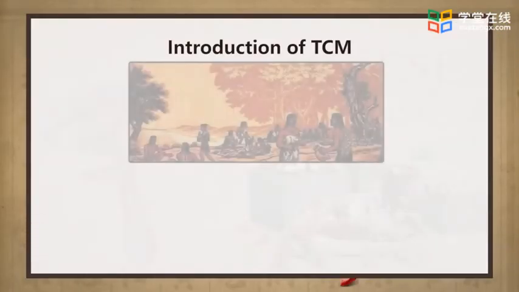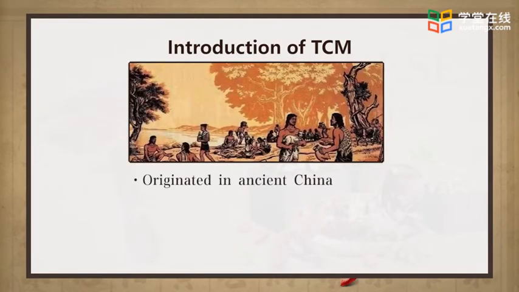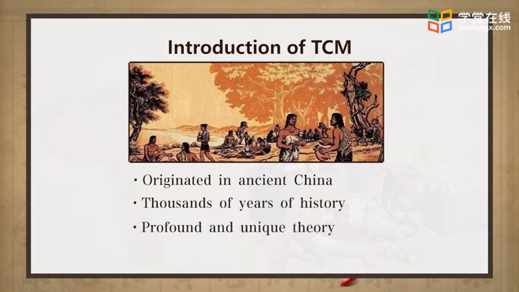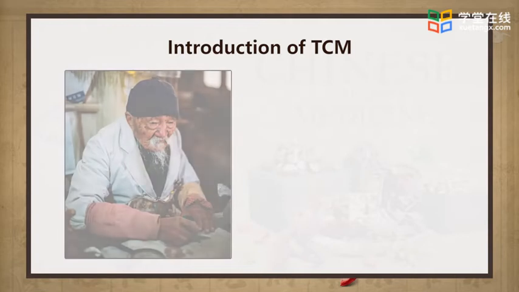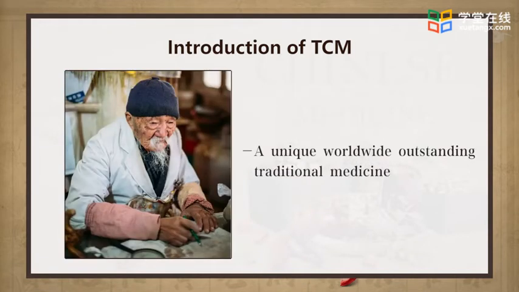TCM has a history of several thousands of years. Its origin can be traced back to remote antiquity. In a long course of struggling against disease, TCM evolved into a unique and integrated theoretical system which has rich and varied clinical experience. So we say that TCM is a unique, worldwide, outstanding traditional medicine.